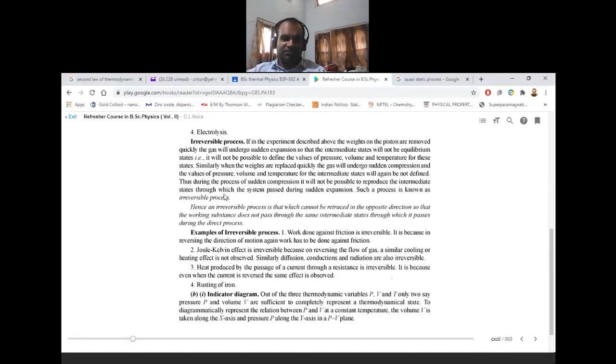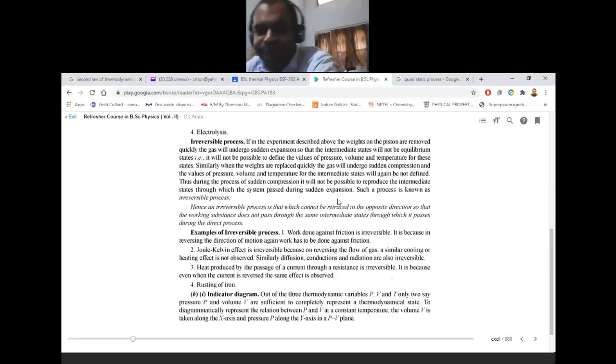During the process of sudden compression, it will not be possible to reproduce the intermediate states through which the system passed during sudden expansion. Such processes are irreversible processes. So the definition is here. Hence, an irreversible process is one which cannot be retraced in the opposite direction, so that the working substance does not pass through the same intermediate states through which it passes during the direct process.